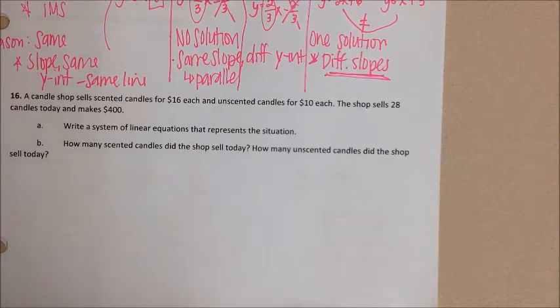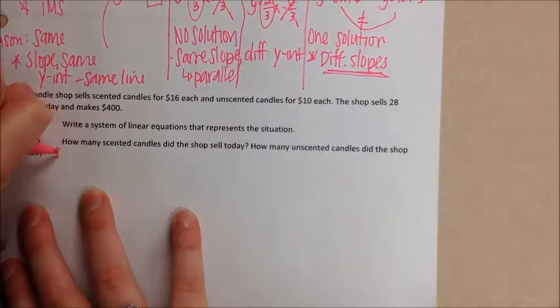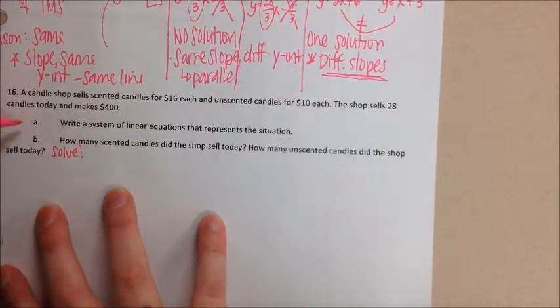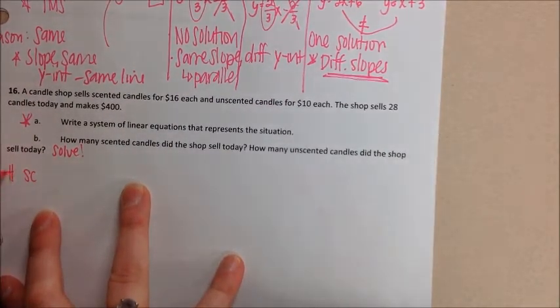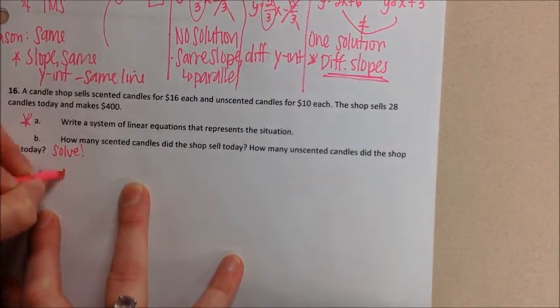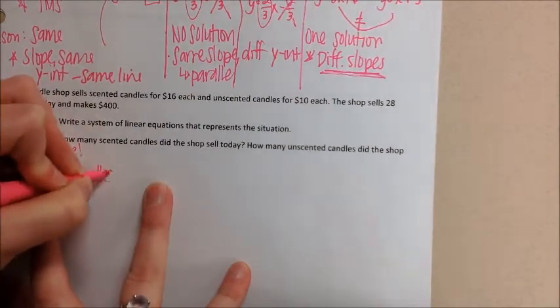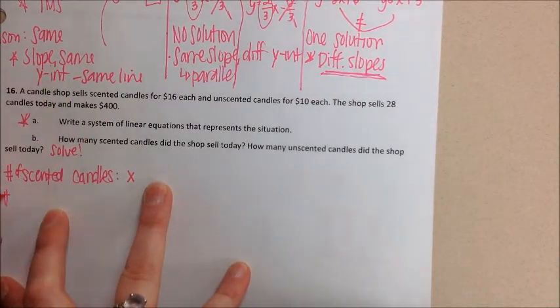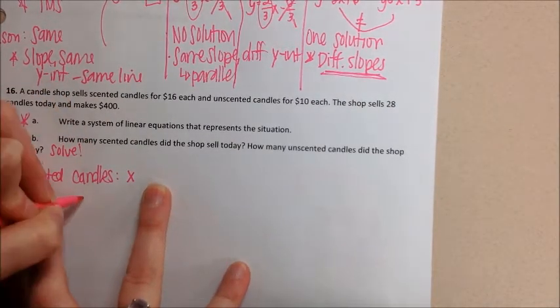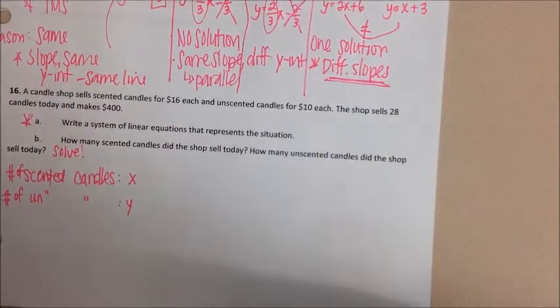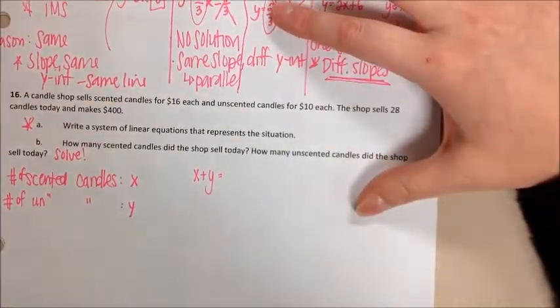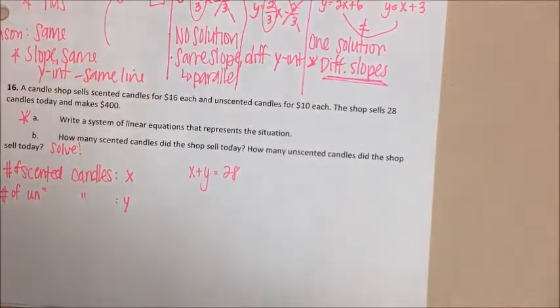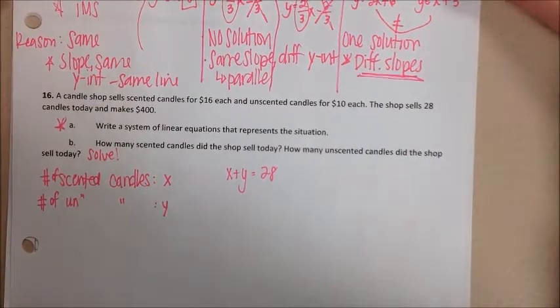And then it wants to know how many scented candles the shop sold today, and how many unscented candles the shop sold today. So this is where we're going to solve. But first we have to write a system. If I know that the number of scented candles is X, and the number of unscented candles is Y, then if I add the total of those numbers up, I get 28, because it told me that there were 28 total candles sold today.